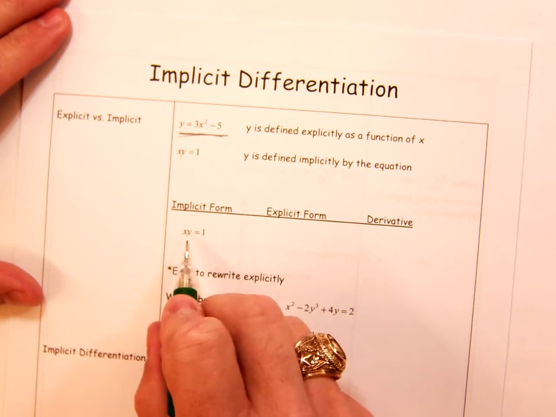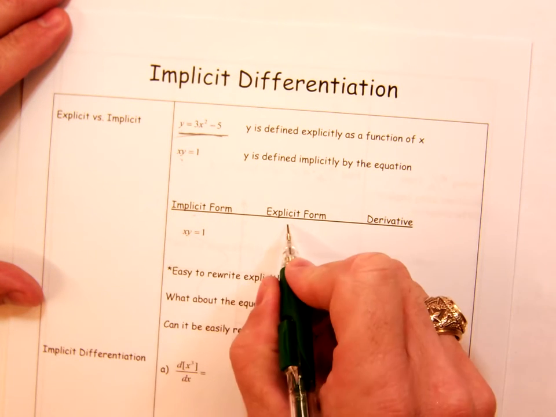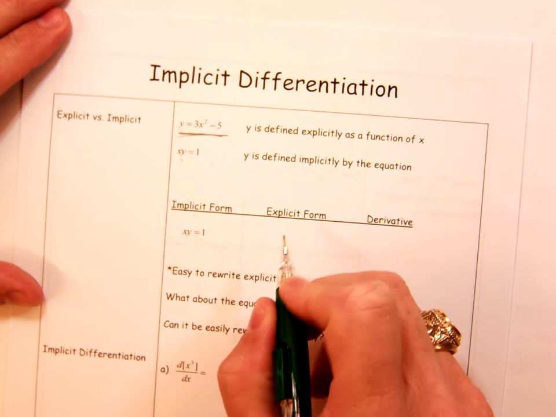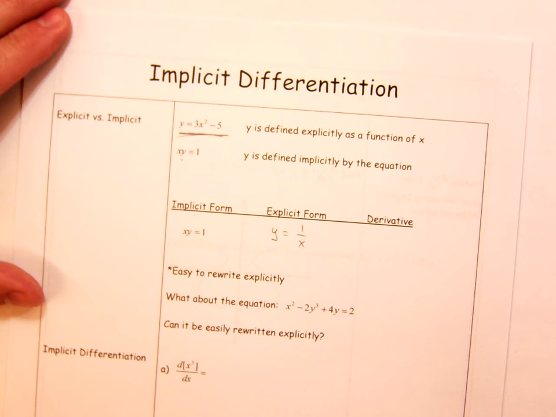So the implicit form of this above equation is x times y is equal to 1. And the explicit form would be y is equal to 1 over x. Okay, does everybody see how I did that? I just divide both sides by x and I can get y all by itself. That one, like I said, is pretty easy to do.